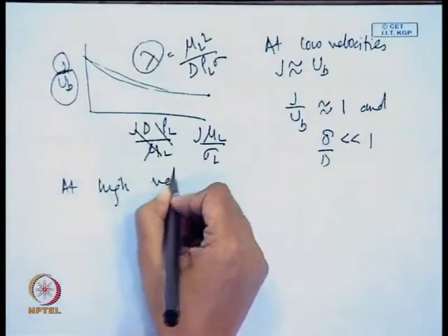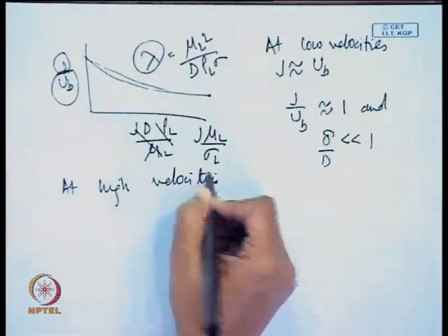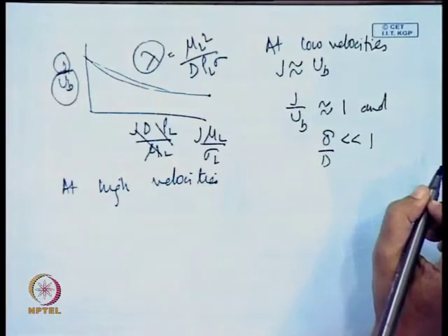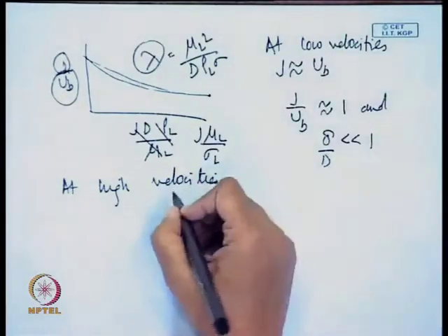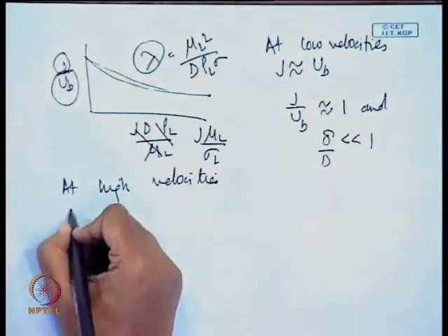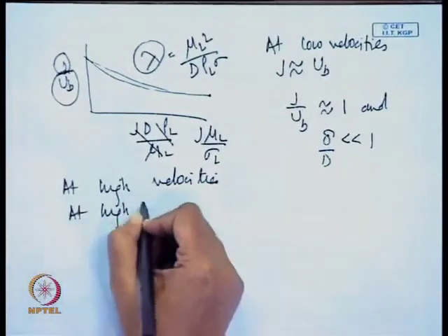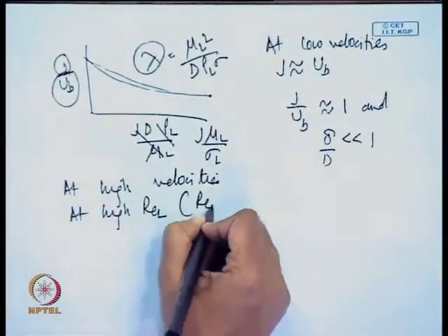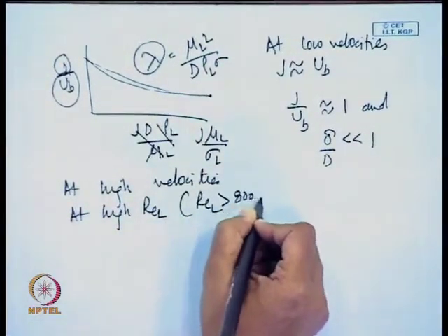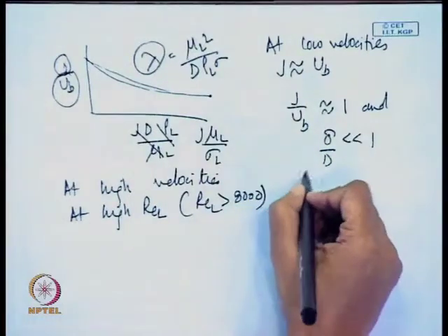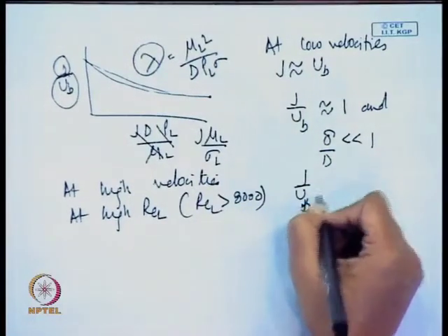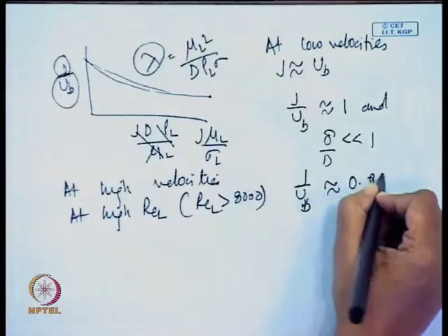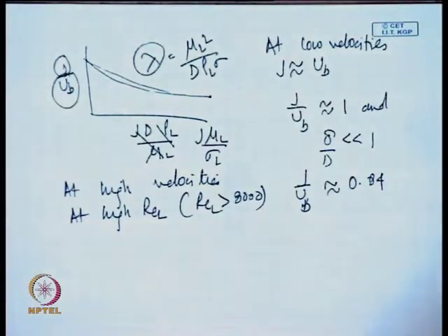When the velocity is high, then definitely J by UB cannot be equal to 1. We have observed that at high velocities, or in other words at high Reynolds number, REL greater than 8000, in this particular situation we have found that J by UB reduces to a value of 0.84. Clear? People have obtained this by experiments.